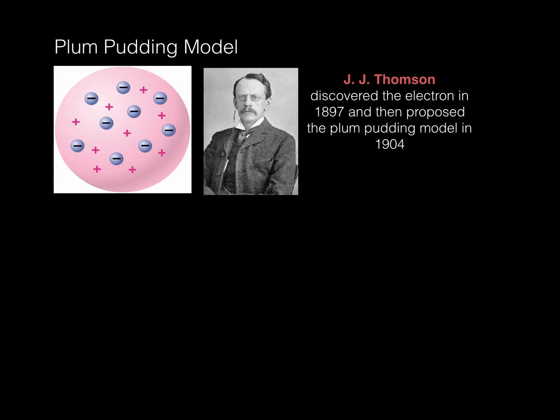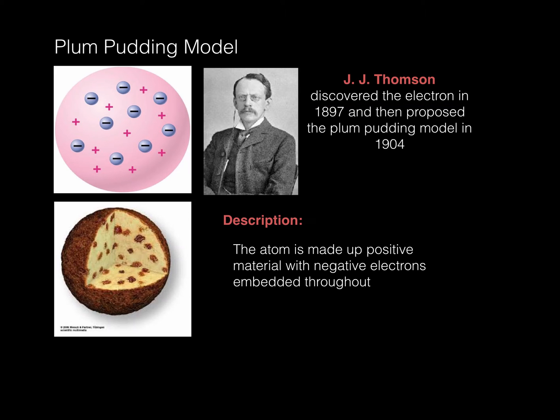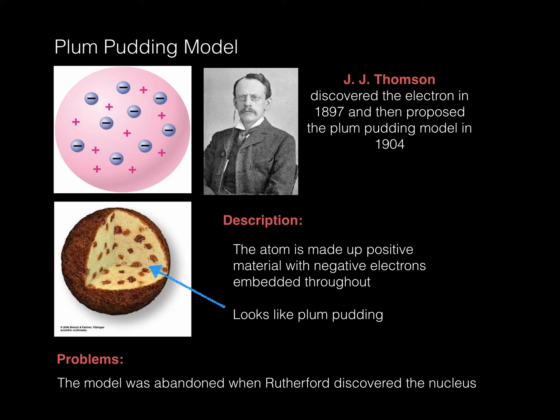The next model of the atom is the plum pudding model. It was developed by J.J. Thompson, who discovered the electron in 1897 and then proposed the plum pudding model based on his discovery in 1904. He said the atom is made up of positive material with negative electrons embedded throughout. It looked a bit like plum pudding. The model was abandoned when Rutherford discovered the nucleus a little bit later.